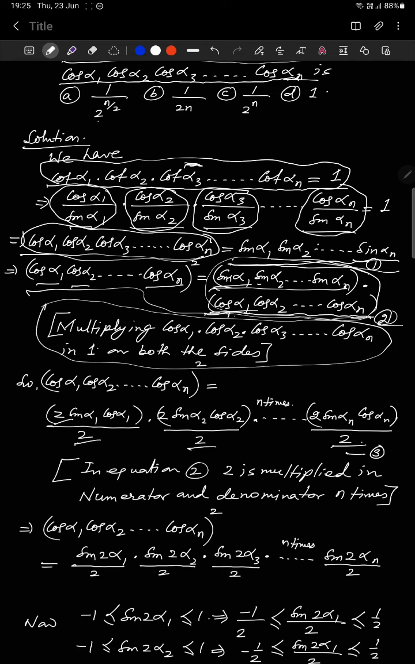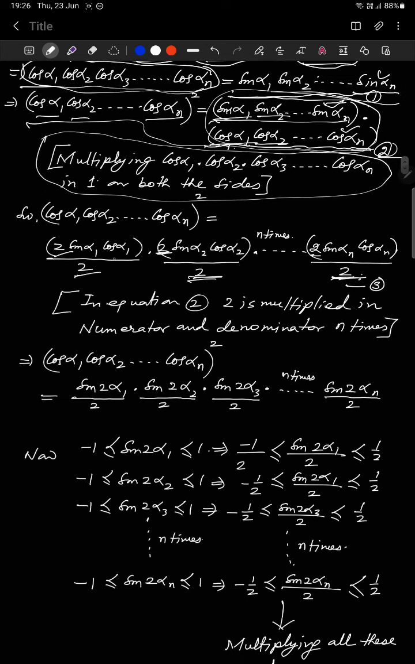Similarly, sin alpha 2 into cos alpha 2 is clubbed together, and in the numerator 2 is multiplied, and in the denominator 2 is multiplied. This is done up to n times, and finally we get sin alpha n multiplied by cos alpha n, and that multiplied by 2 and divided by 2. I hope this point is clear to all of you. And what we have done is written also in this particular step.